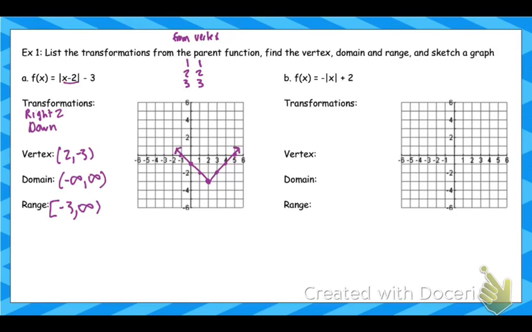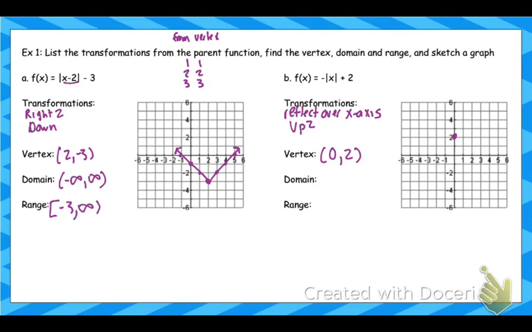Again, first thing we'll do is list the transformations. So that negative out in front, that is a reflection over the x-axis. That means this graph is going to open down. This also has been shifted up 2. Vertex is hk. Well, there is no h, and k is 2. So this graph is going to have a vertex at 0, 2. It's going to open down, but it has not been stretched or compressed.